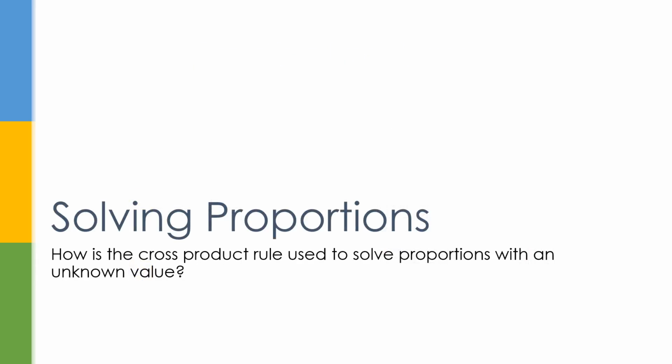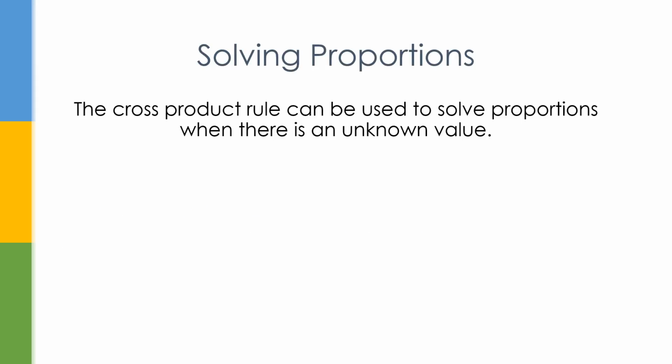Now let's talk about solving proportions. The cross product rule, which we talked about earlier, can be used to solve proportions when there is an unknown value. So you might have an equation or a set of proportions or ratios that looks like this. And you want to use your cross product rule to help you solve this proportion. So we look at our cross products and then we multiply them. Well, 2 times n is just going to be 2n, but 10 times 5 is going to be 50. So now we know that 2n equals 50.